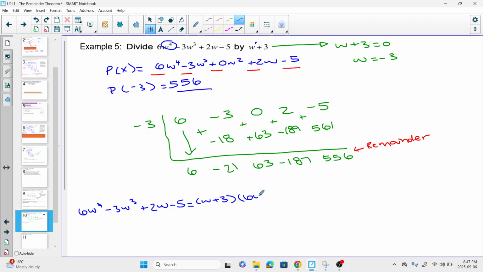So we have 6w cubed minus 21w squared plus 63w minus 187, and then the remainder at the end, plus 556. All right.